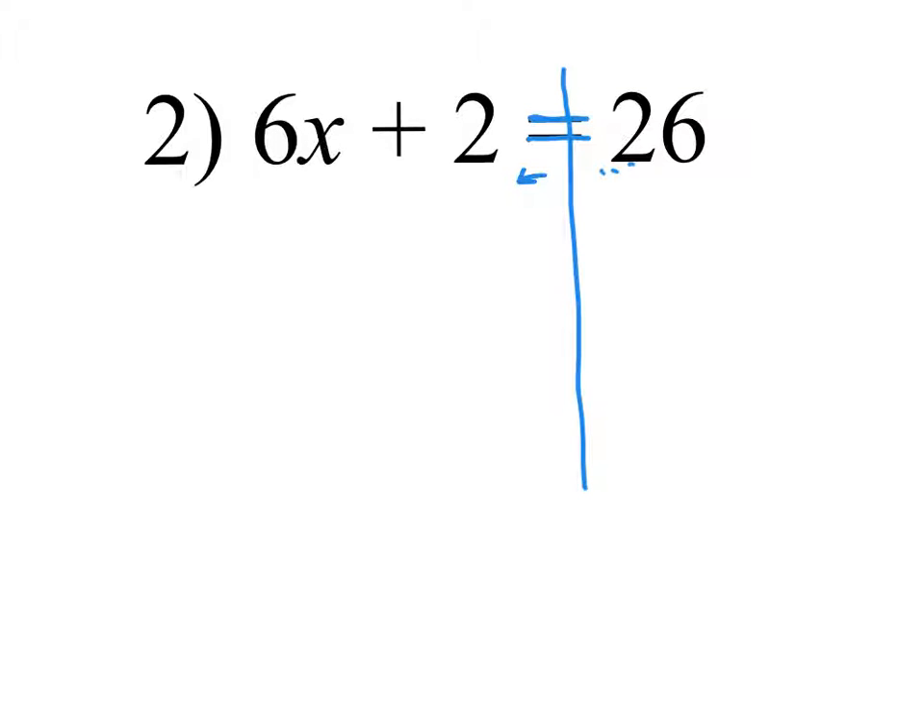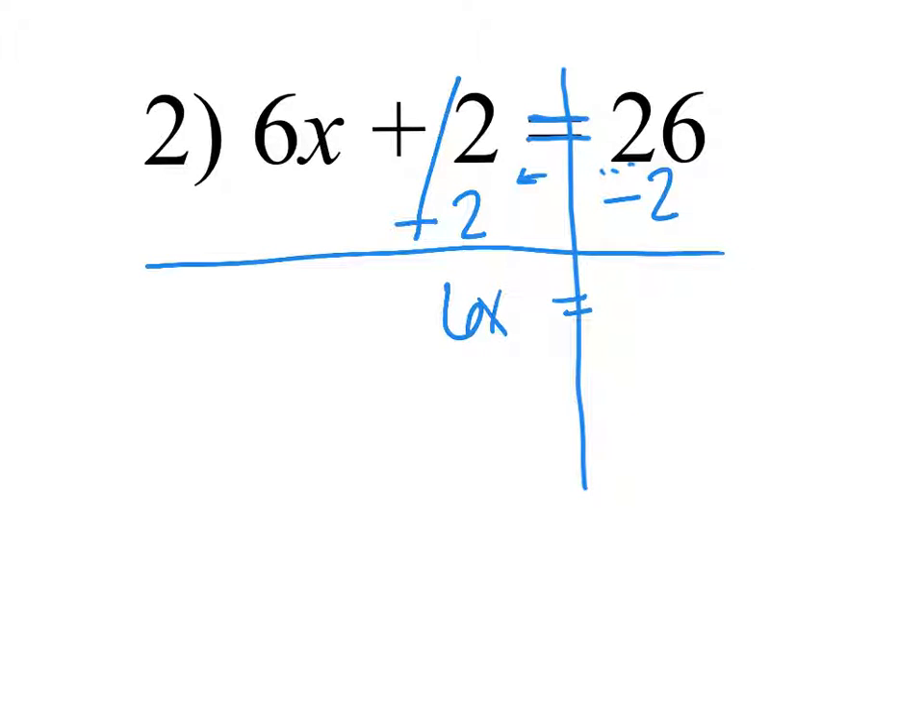So that's why I deal with a 2. Instead of plus 2, I'm going to say minus 2. And then I have 6x equals 26 minus 2, 24. And so we divided both sides by 6, and x equals 4. Okay, how do you feel?